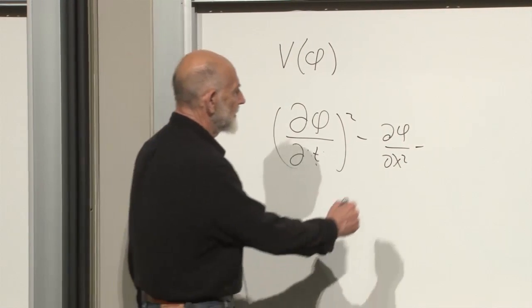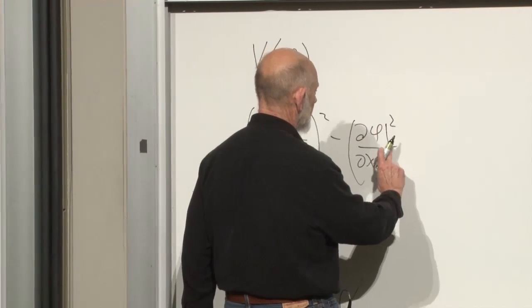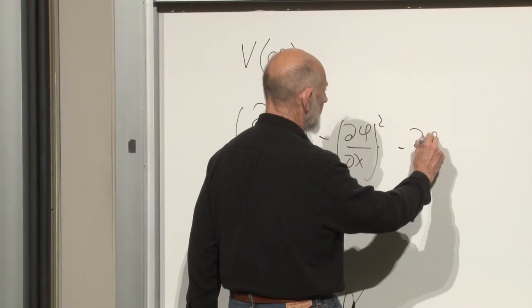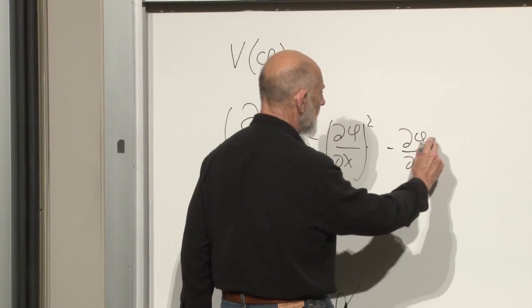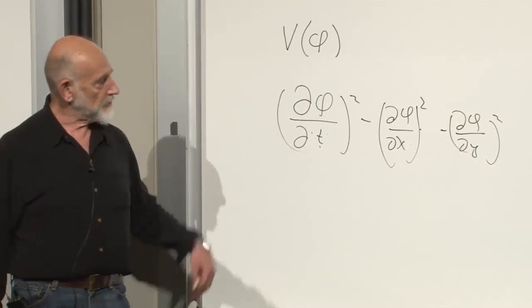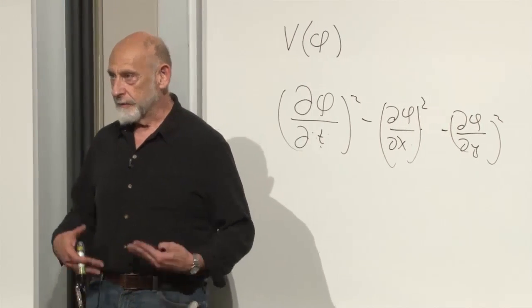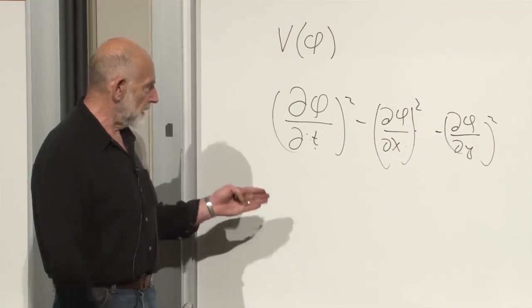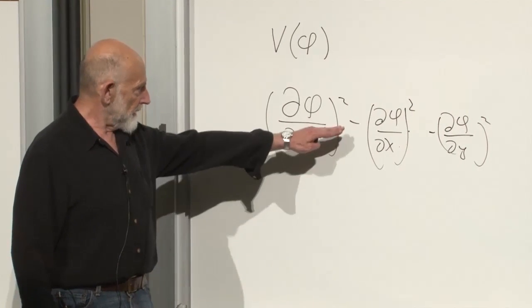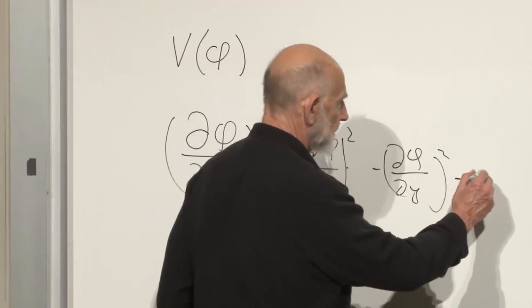No, it's not the Laplacian. The Laplacian is the second derivative. This is the first derivative. The Laplacian is like an acceleration. Right? The Laplacian is a different thing. This is the sums of the squares, or the difference of the squares.